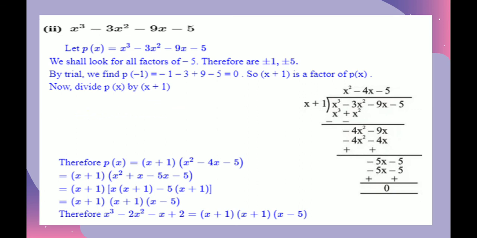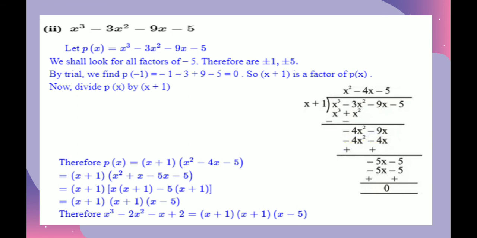Firstly, we will arrange our terms on the basis of degree, right? We will place the terms in such a way that the highest degree comes first, then lower. So, now we are dividing x cube minus 3x square minus 9x minus 5 by x plus 1. Firstly we have x cube, so to get x cube we have to multiply x plus 1 by x square, and we will get x cube plus x square. Now, we will change the sign and we will get minus x cube and minus x square. On solving we will get minus 4x square.